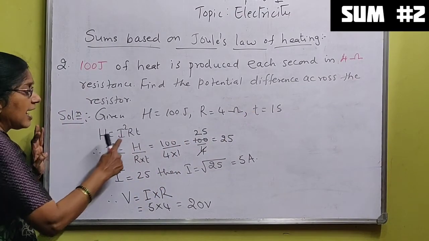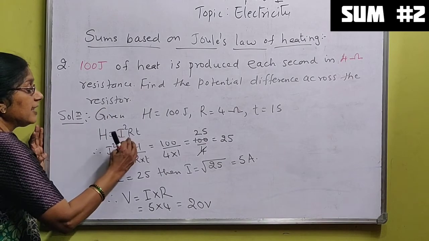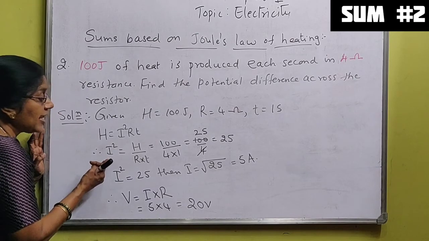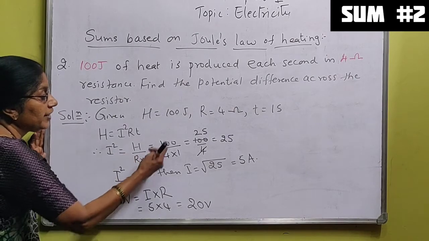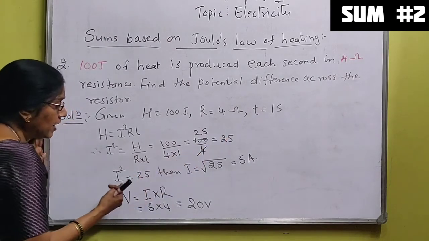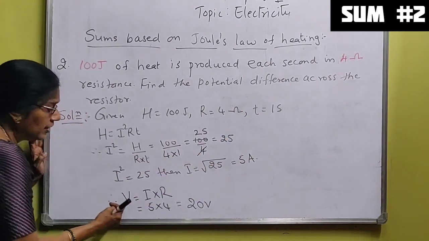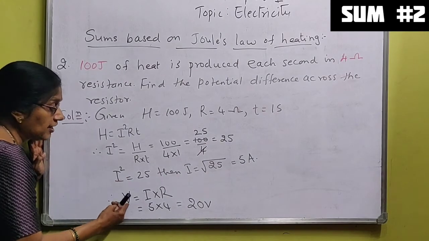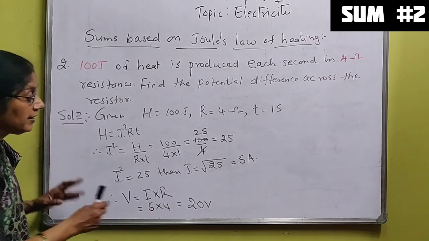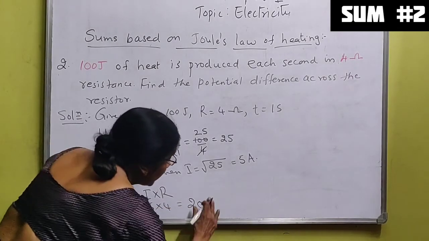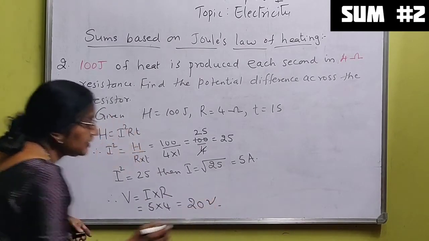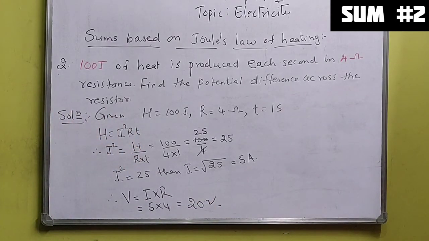So we can take I square and keep it on the right hand side. R and T, when you bring them, will go into the denominator. So we get the equation I square is equal to H by R into T. Substitute the values of H, R and T: 100 by 4 is 25. Root of 25 is 5 ampere. We know according to Ohm's law, potential difference is equal to current into resistance. 5 into 4 is equal to 20. So 20 volts is the potential difference for this sum.